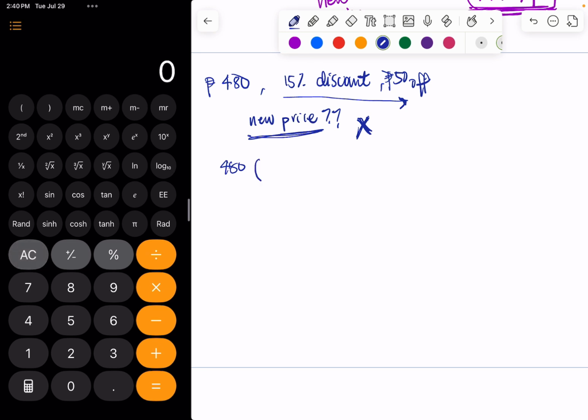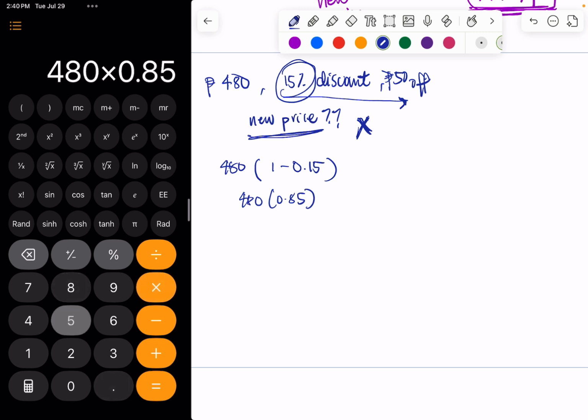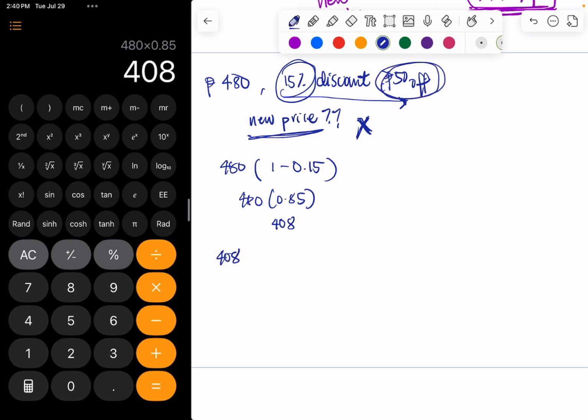So that means 480, we use multiplication. So 1 minus 0.15, you apply the 15% discount. So that means 480 times 0.85. Okay, that is 408. And then you apply the 50 pesos off. 408 minus off man 50 pesos. You will have 358.